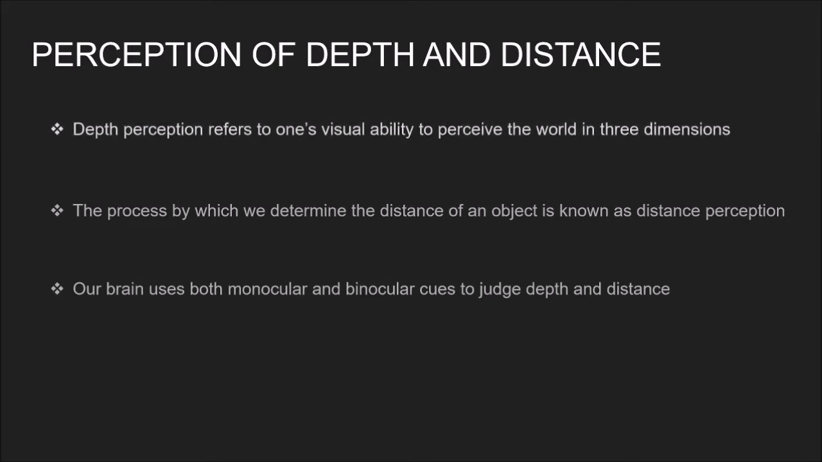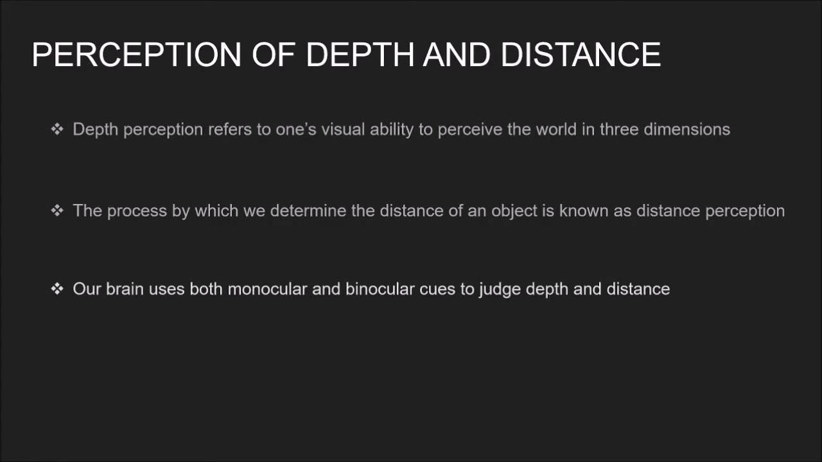So, depth perception refers to one's visual ability to perceive the world in 3 dimensions and thus enabling him to judge the distance of an object. Whereas, the process by which we determine the distance of an object is known as distance perception. It is critical for our survival and it helps us to navigate effectively around and function in the world. Without the perception of depth, it would be impossible for us to tell how far objects are from us and how much we need to cover to reach them or to avoid them.